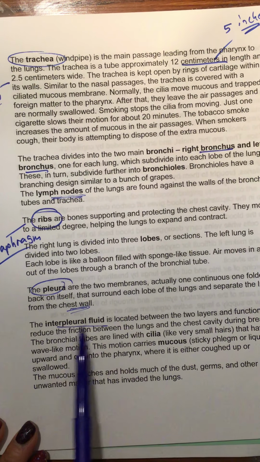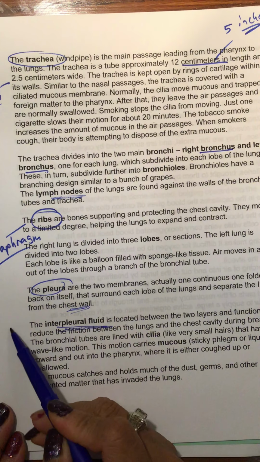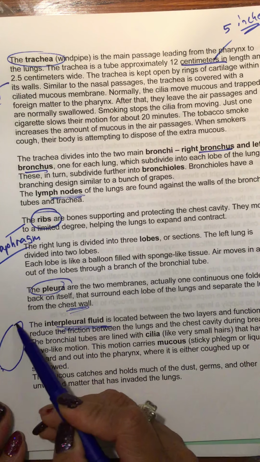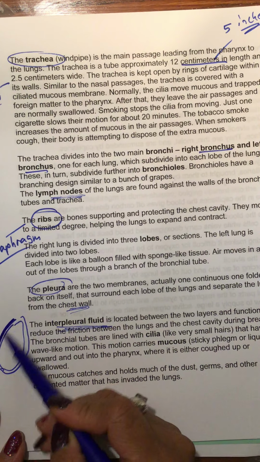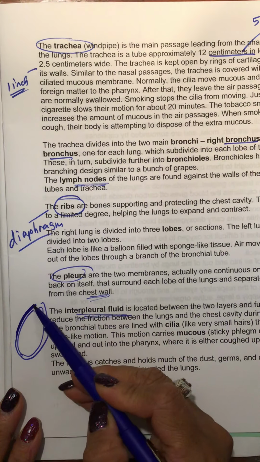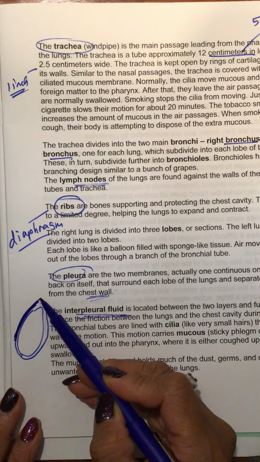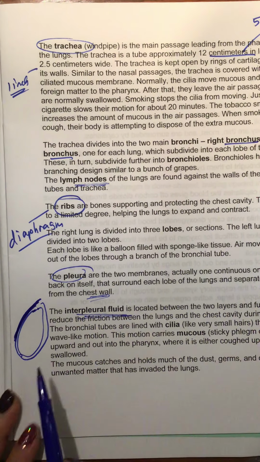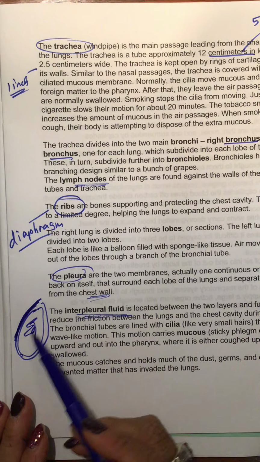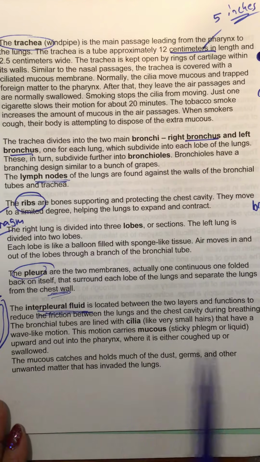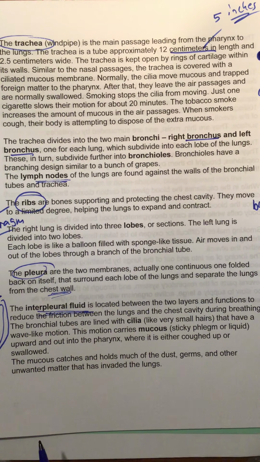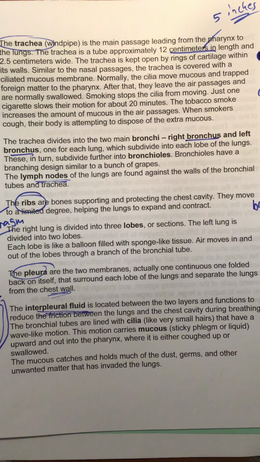The interpleural fluid is the one, so here's your lungs. There's the pleura. The pleura is the skin that protects your lungs from breaking. It's a two-layer. What's in between the two-layer? The lung itself, this is the lungs, and the skin is filled with interpleural fluid between the two layers and functions to reduce the friction.